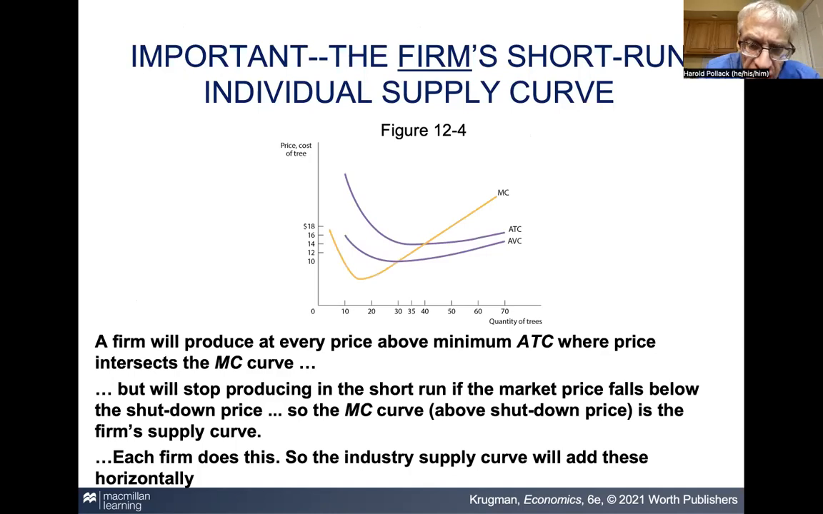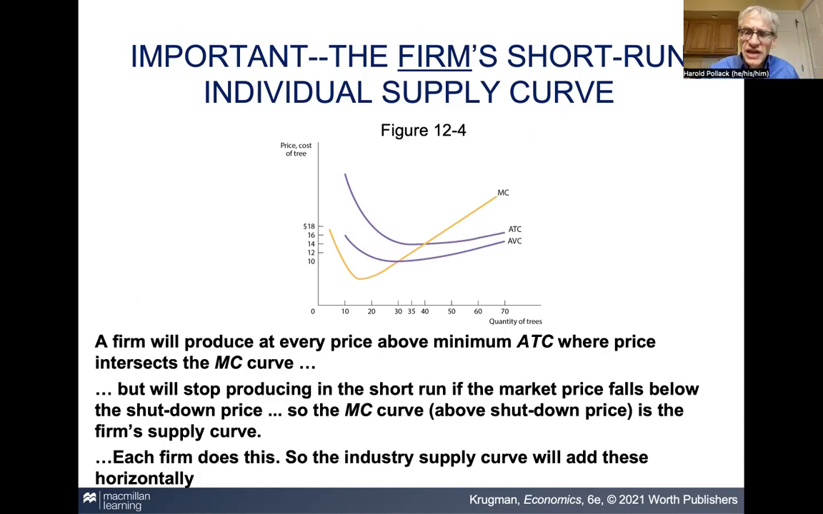So a firm will produce at every price above the minimum average total cost, where price intersects the marginal cost curve. But it will stop producing in the short run if the market price falls below the shutdown price. Okay? So if it falls below the minimum of the average variable cost curve, then they just stop.